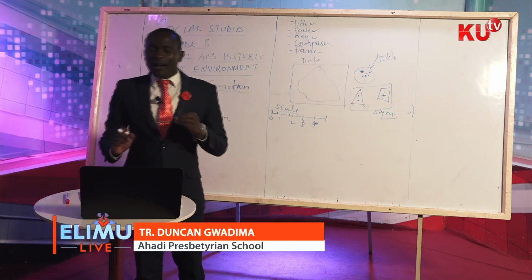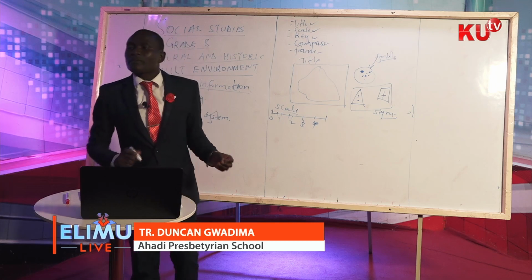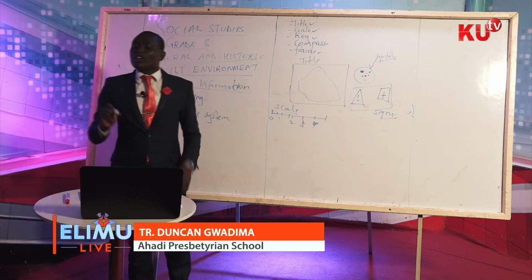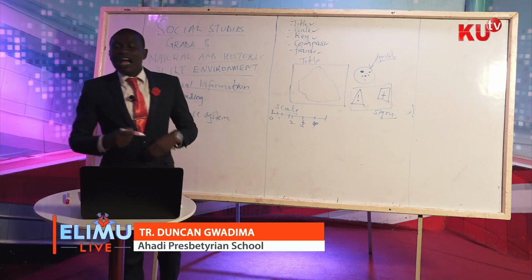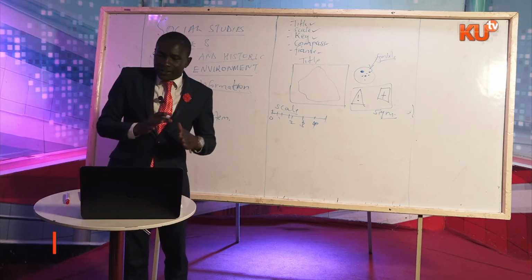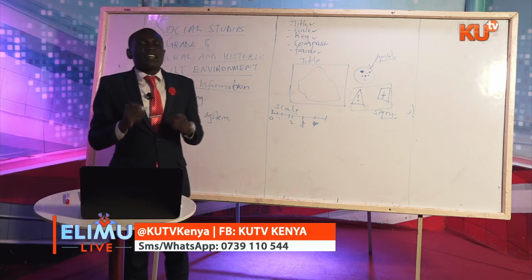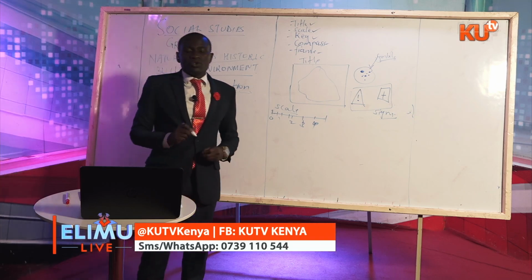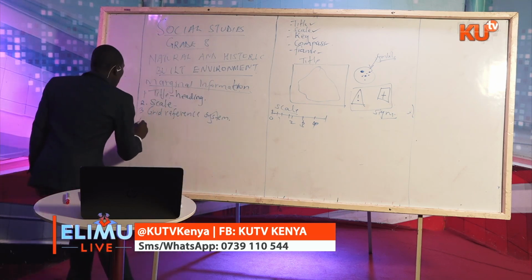The third marginal information is called latitudes. Latitudes are horizontal imaginary lines drawn on a map to show how far north is from south, or how far north or south is from one point to another. So, latitudes.